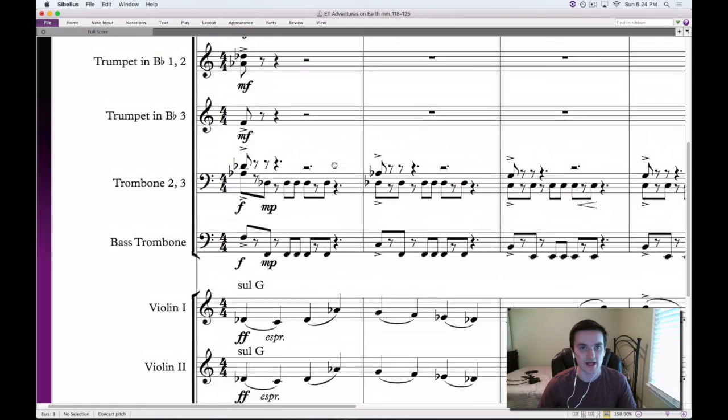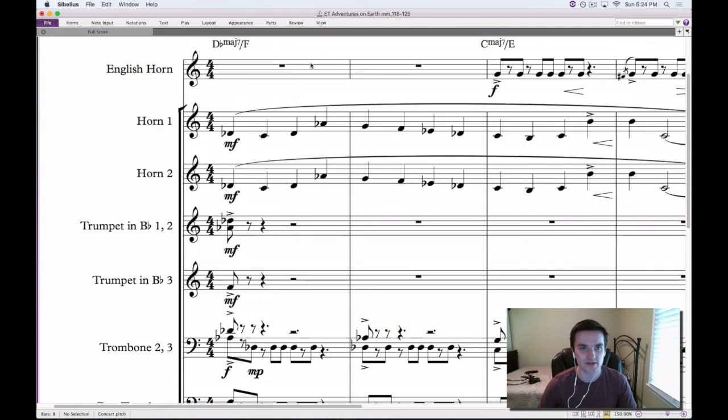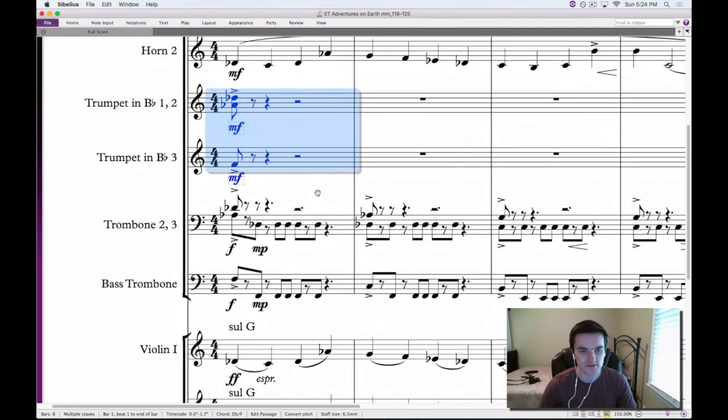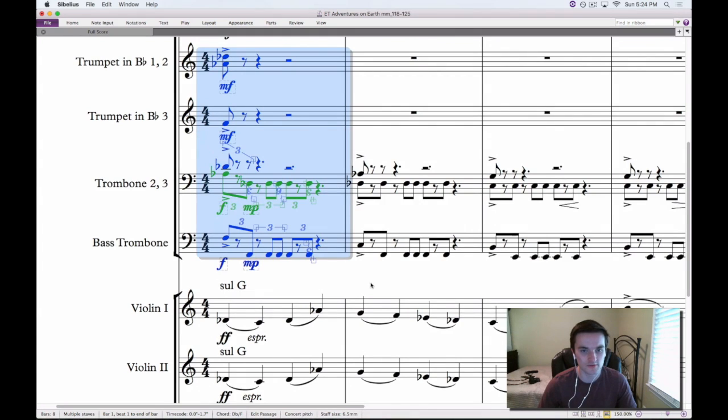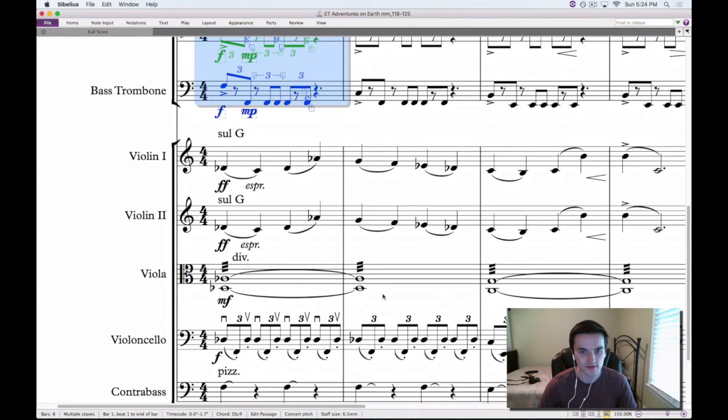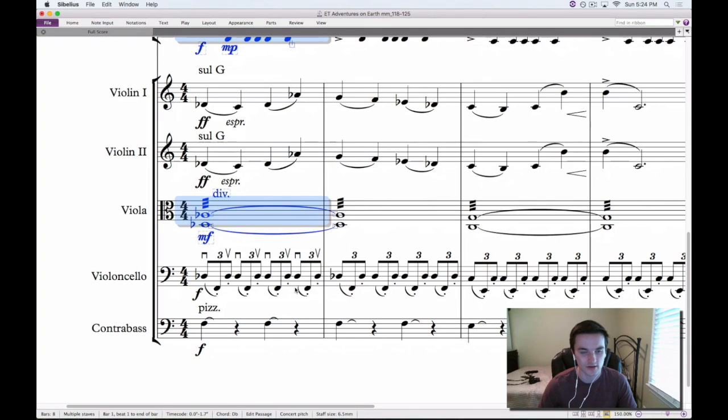So let me go ahead and play that accompaniment just without the melody by itself. English horn, trumpets, trombones, and viola pad, cello rhythmic activator, and contrabass.